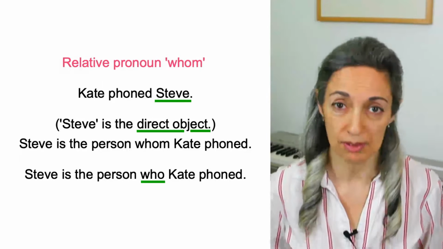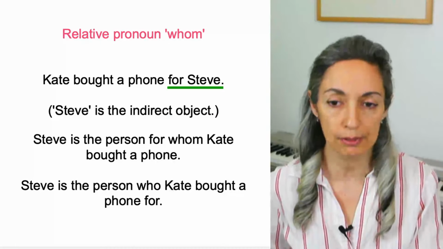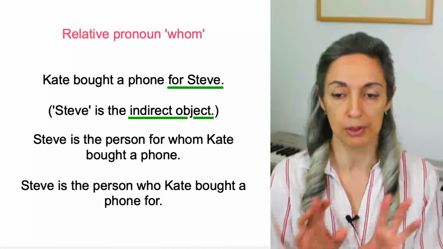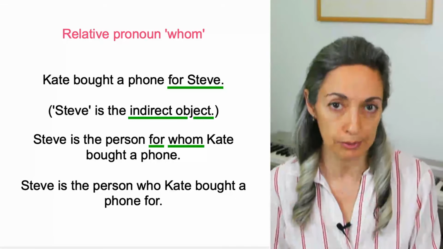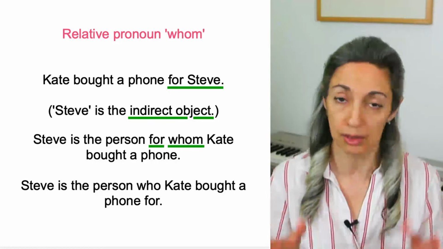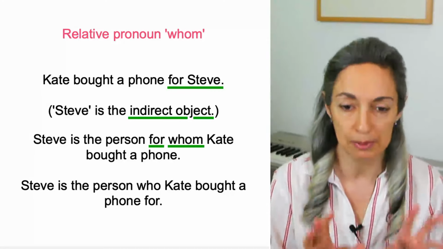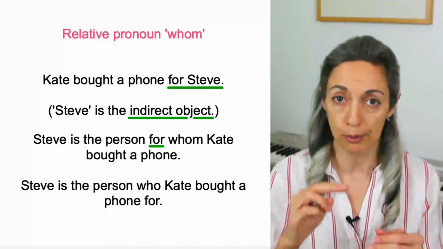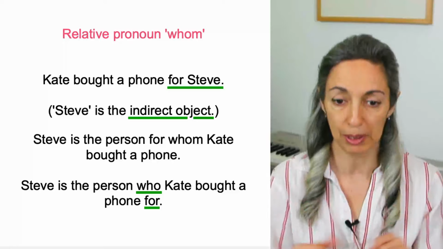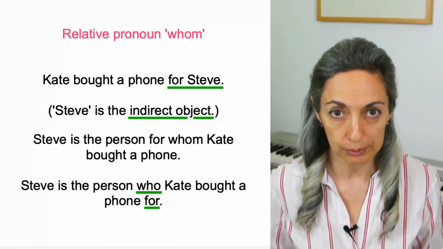Now, what if Steve is the indirect object? Let's look at that sentence. Kate bought a phone for Steve. Steve is the indirect object. So let's use whom. Steve is the person for whom Kate bought a phone. That would be the strictly grammatically correct sentence. But once again, just like with the questions, extremely uncommon. So we need to do the same thing. We need to swap whom for who, but remove the preposition and put it at the end. So the sentence becomes, Steve is the person who Kate bought a phone for.